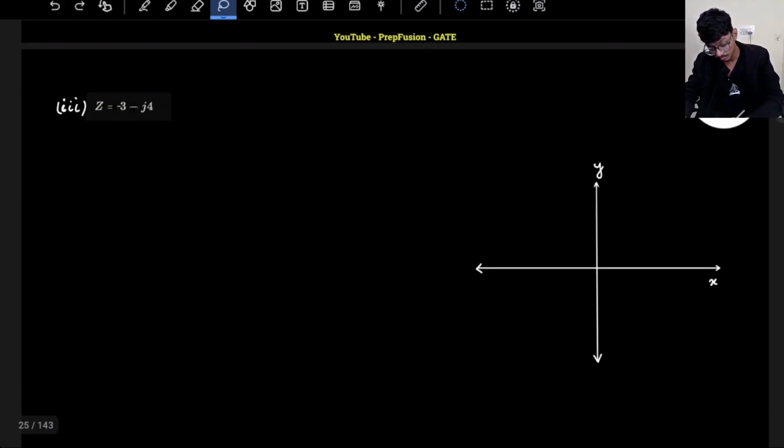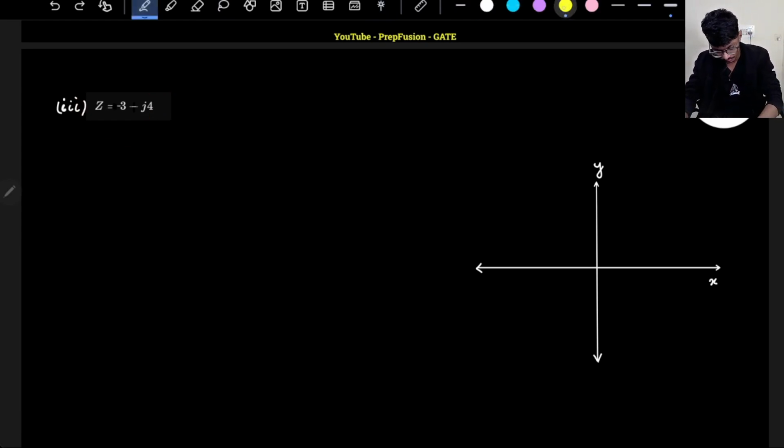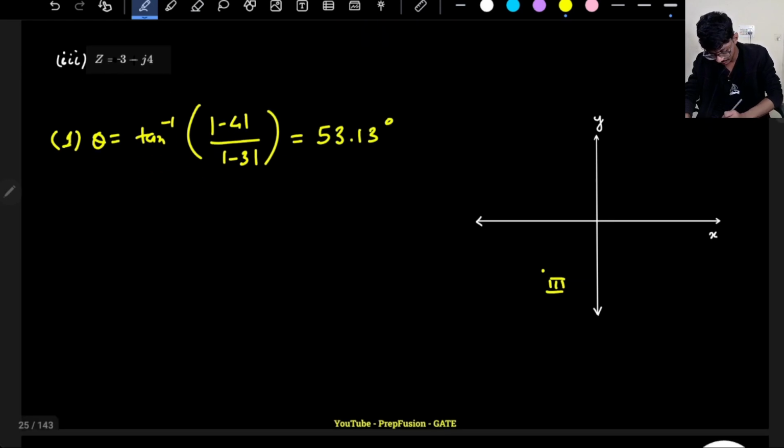So here both are negative. If both are negative, that means I am lying in the third quadrant. My point is somewhere here, right? X and y both are negative. So first, the same procedure that we already calculated for theta. Theta here will be tan inverse of mod of y, that is mod of minus 4, divided by mod of 3. This will be equals to 53.13 degrees.